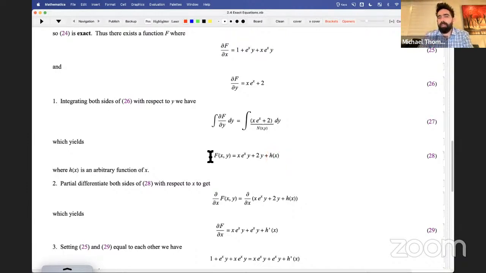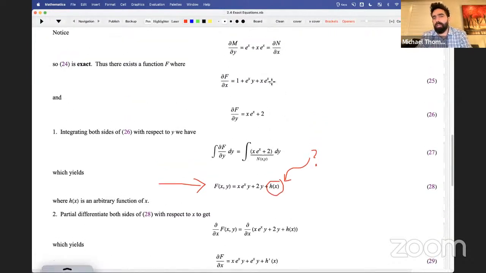So I would say we're halfway done. We're pretty much halfway done. The only thing left to find is to figure out what that arbitrary function h is. And once you figure it out, we can plug it in and then we'll have f, and then we set f equal to c and we'll be done. Okay, so let's find h.